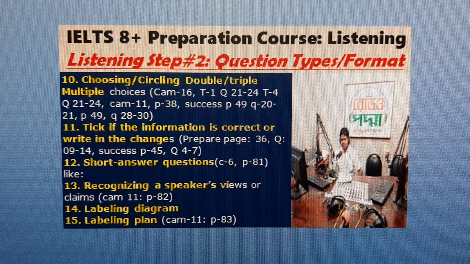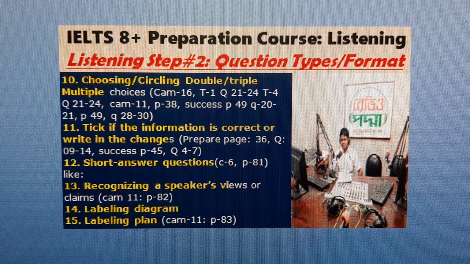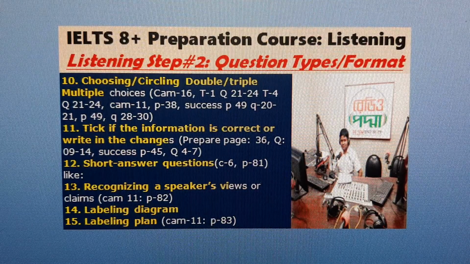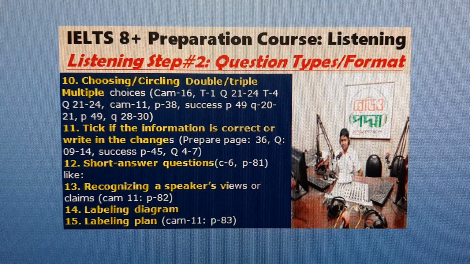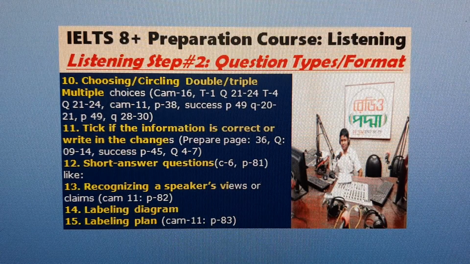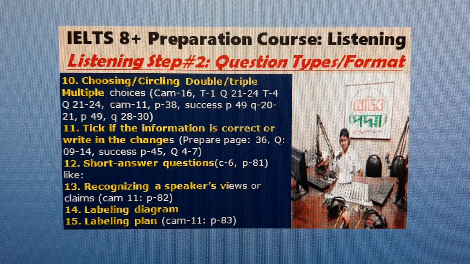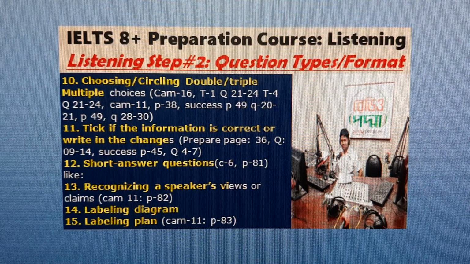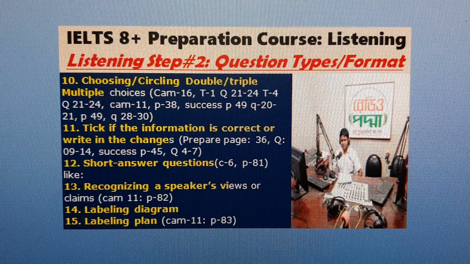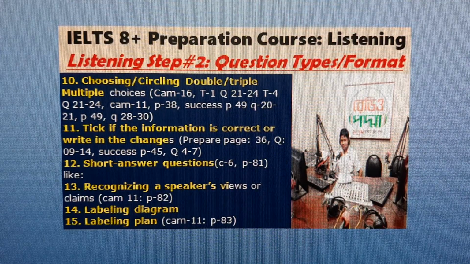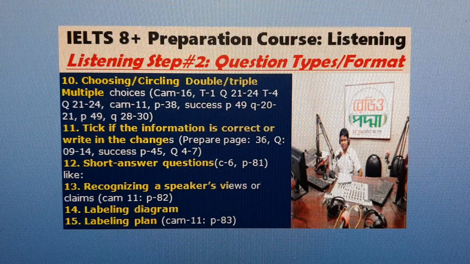Listening question type 17, classification. You can find these types of questions in many books including Cambridge IELTS 15 test 1 question 29 to 30. Question type 18, which of the following are true or false according to the context. It's also a very common type of question.